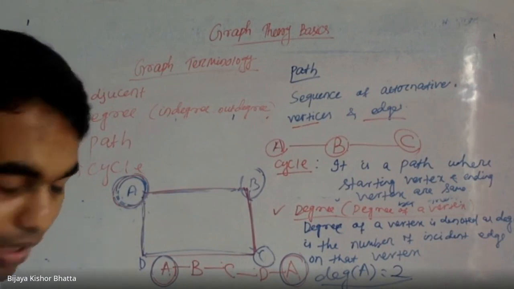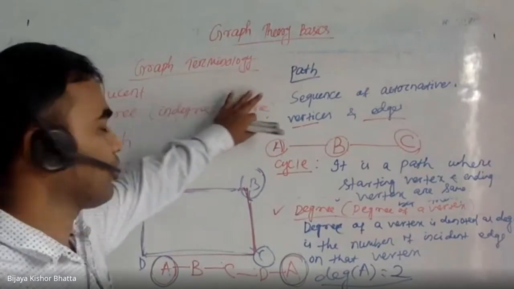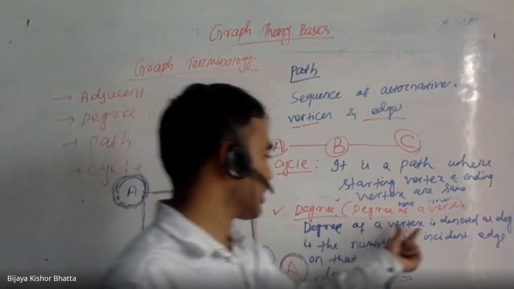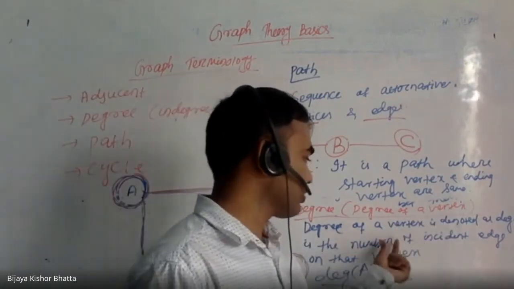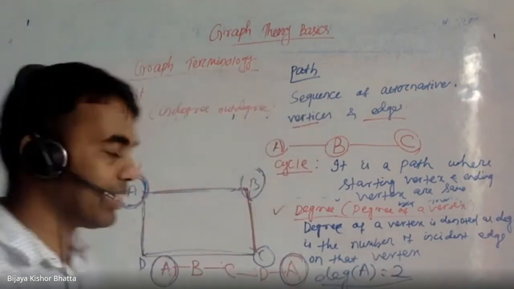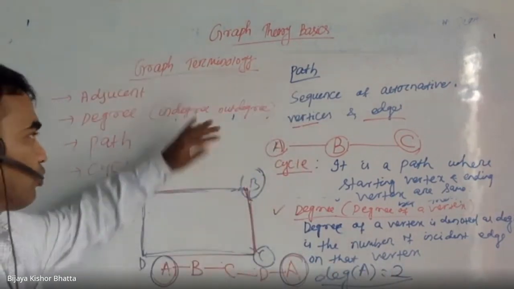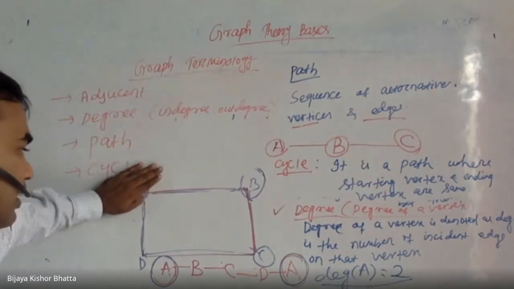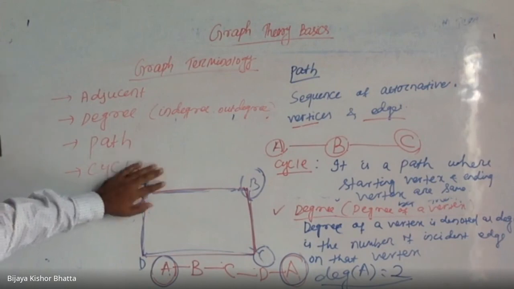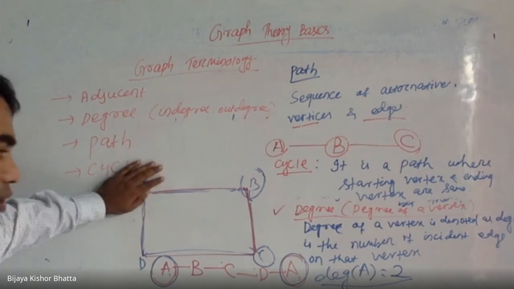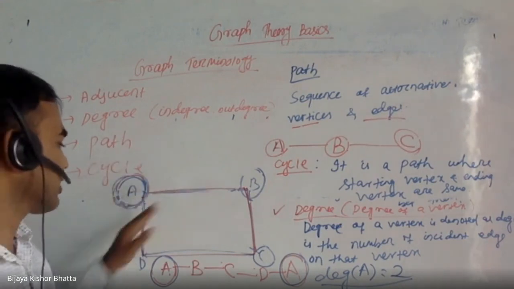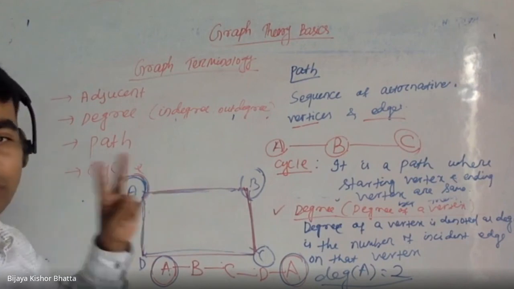I'll tell you one more time. First of all, forget about in degree and out degree, and just think about the degree. The degree of a vertex is the number of edges incident on that particular vertex. If I ask what is the degree of A, how many edges are connected to A? Simple. There are two edges, this one and this one. Two edges are connected, so the degree is 2.